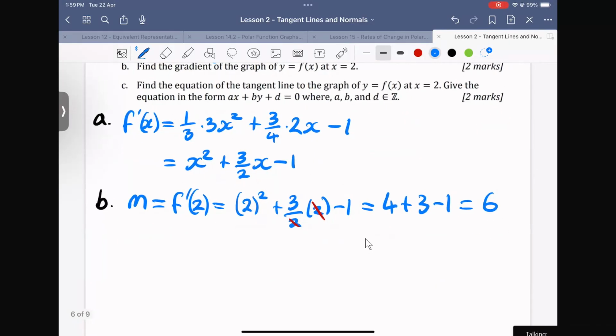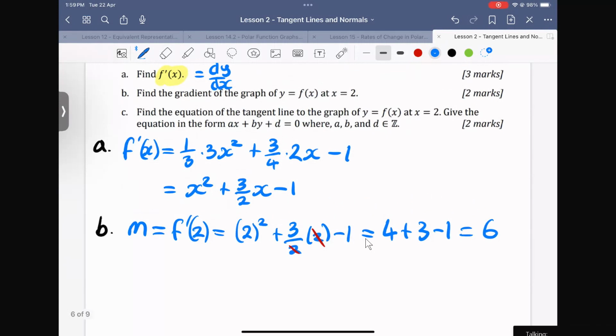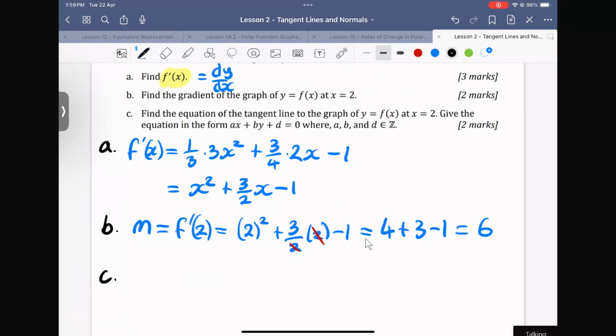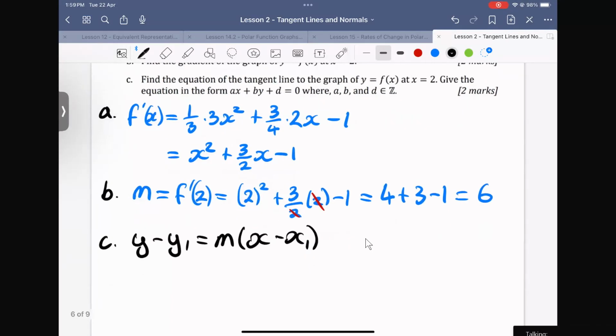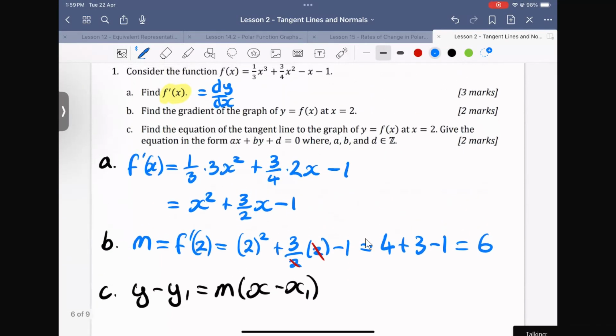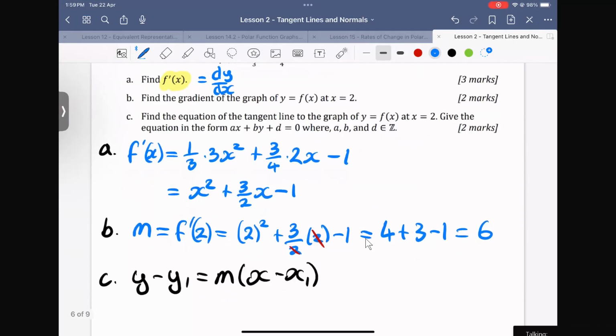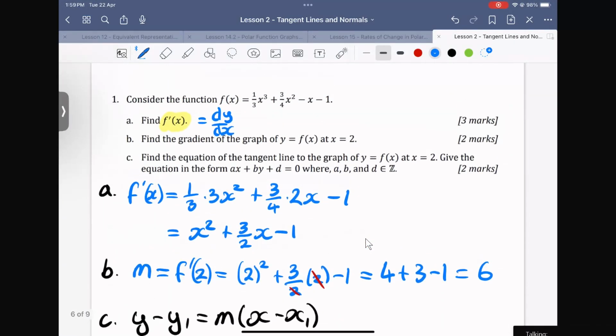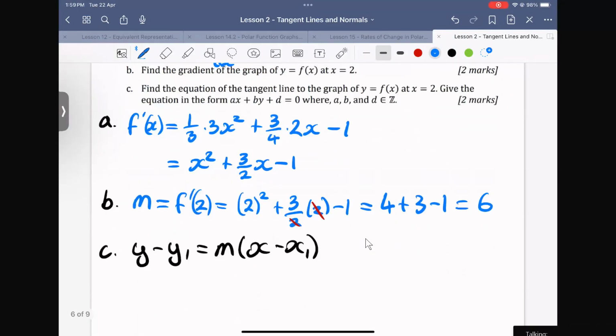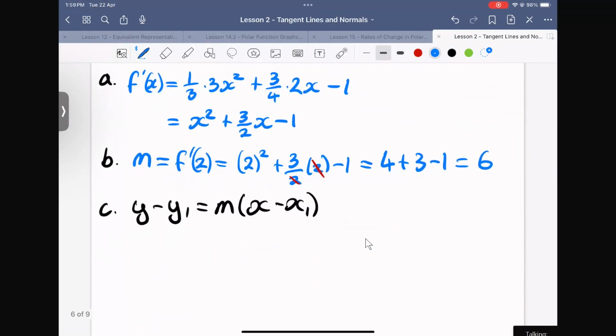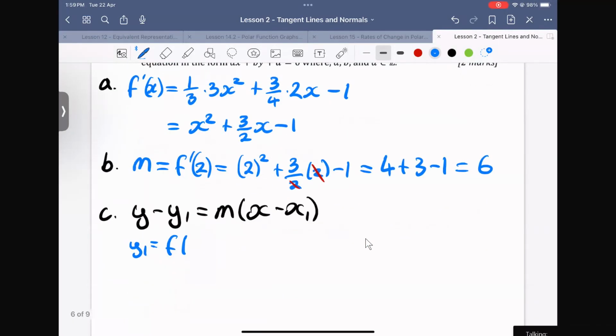Find the equation of the tangent line to the graph at x equals 2. Give it in general form, ax plus by plus c equals 0. So we need all our bits and pieces. Our formula is y minus y1 is equal to m bracket x minus x1. We've got most of this calculated. Do we have the y value? No, we don't. So which function do we put it into to find the y value? We put it into f of x. So firstly, y1 is equal to f of 2.